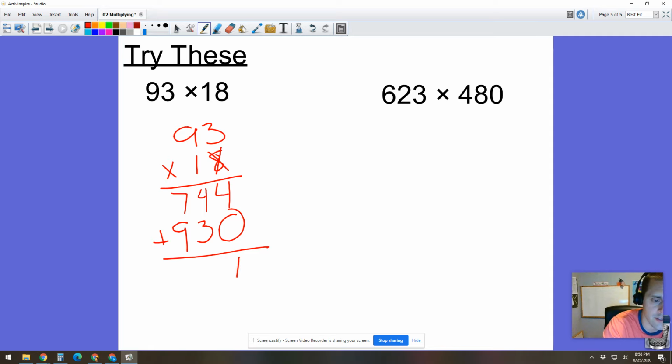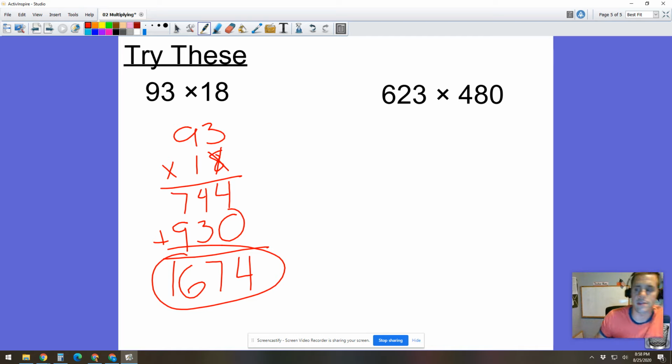4 plus 0 is 4. 4 plus 3 is 7, and 7 plus 9 is 16. Final product, 1,674. All right, last problem.